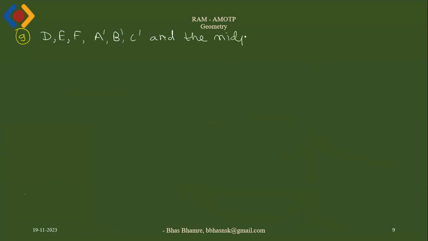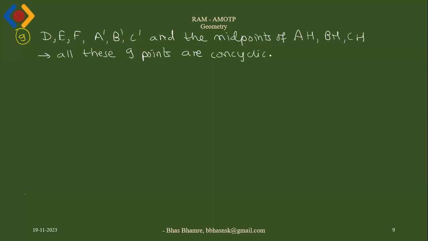Now the ninth result comes. Suppose I say that D, E, F, A prime, B prime, C prime, and the midpoints of AH, BH, CH, all these 9 points are concyclic. So actually this is the 9-point circle.